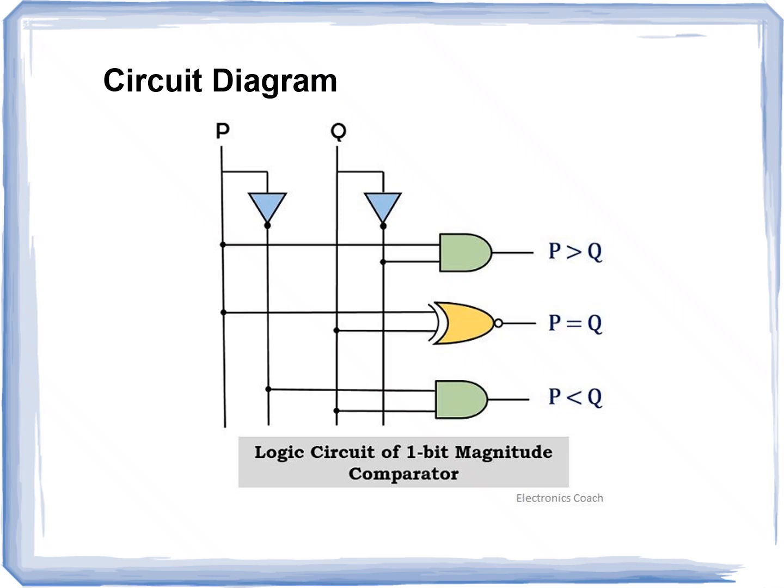Q is the higher number, so we are going to connect Q equal to 1, and the remaining is connected to P bar. So for these three cases, we are going to connect the AND gate based on the values of P and Q. So this is the logic diagram for the single-bit magnitude comparator.